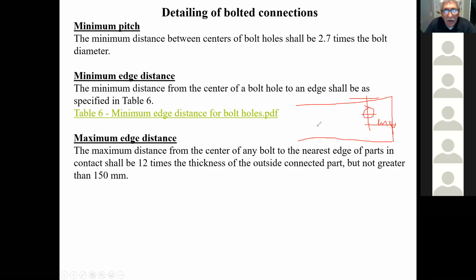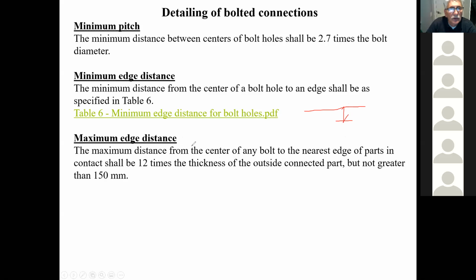Sorry about that. Let me clear this again. Here they give you a minimum edge distance, as you saw on the table. And now they also give you a maximum edge distance of 12 times the thickness of the outside connected part, but no greater than 150. So you can't go further than 150. They even have some maximum edge distances.